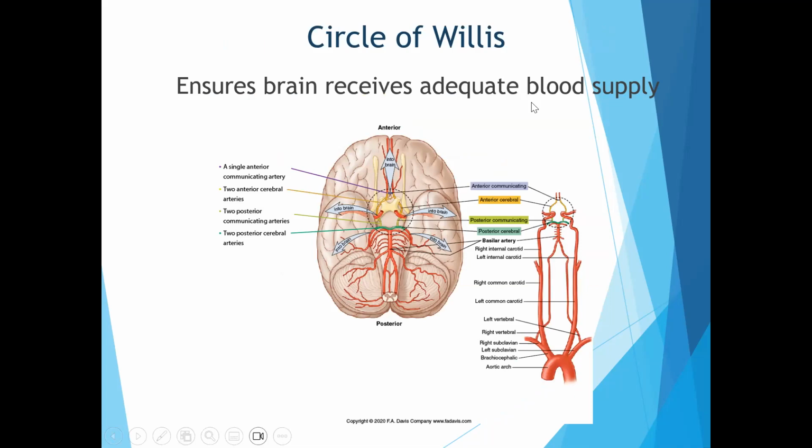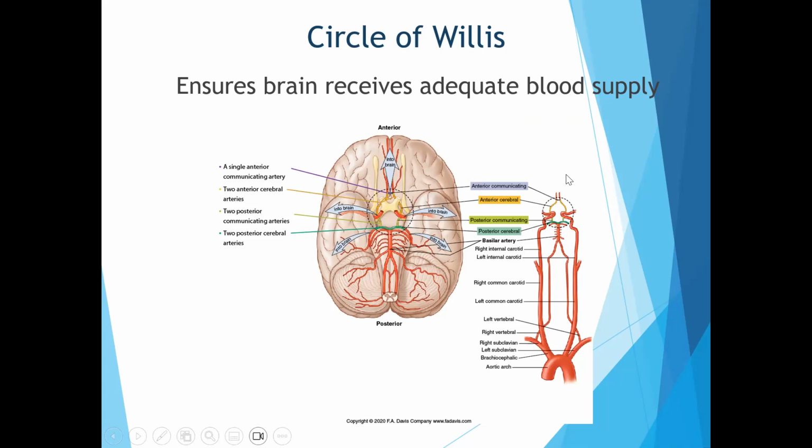Okay, so the circle of Willis, this is a mechanism that our bodies have developed over time to ensure that the brain receives an adequate blood supply. So you don't need to memorize all the parts of things. But what you need to realize is that basically the circle is known as an anastomosis. That's a joining of arteries. And so they communicate with each other or meet with each other.